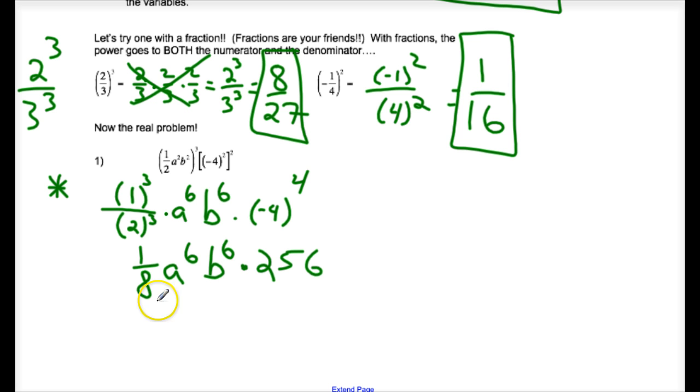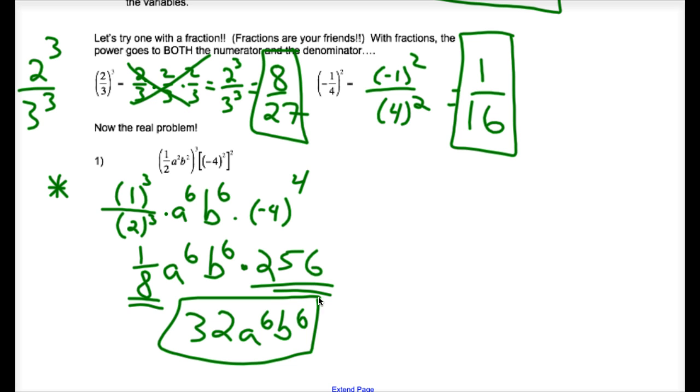Now, everybody multiply their coefficients together. Practice typing in fractions. What's 1/8 times 256? 1 ABC 8 times 256. 32. Is it 32? Yeah. 32 A to the 6th, B to the 6th. Upside down pyramid, guys. Lots of work today. And this is an easy one. Okay? All right, jump to the back. You guys are doing great.